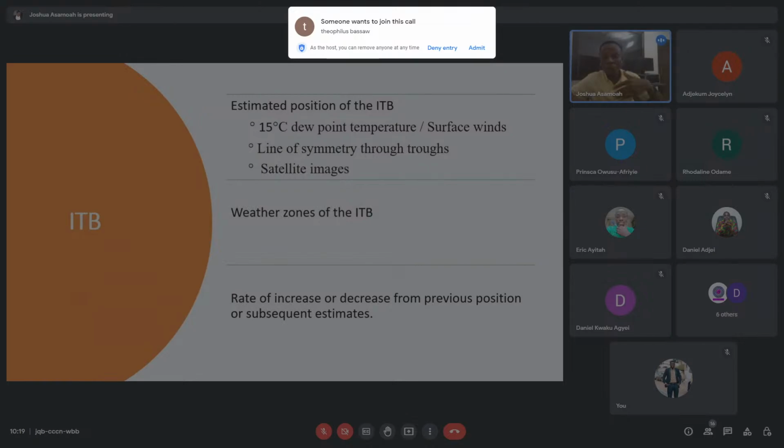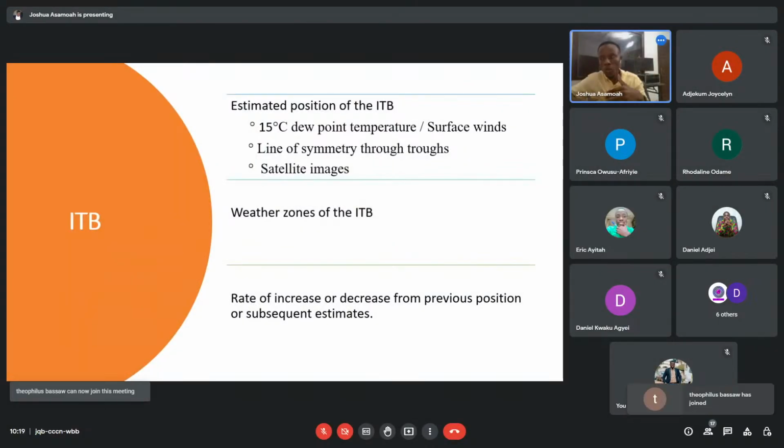And so most of the time, ITB will just be reflecting the equatorial trough, just in Western Africa. If it moves inland, ITB will also be moving inland. If it drops towards the south, then ITB will also be dropping. So you can use this to determine ITB position.